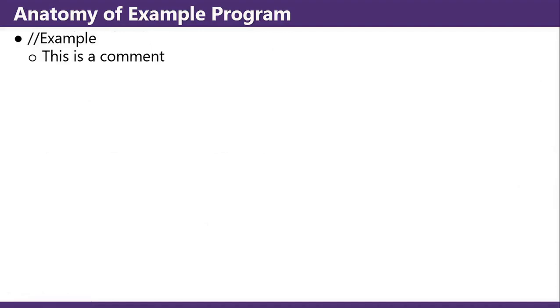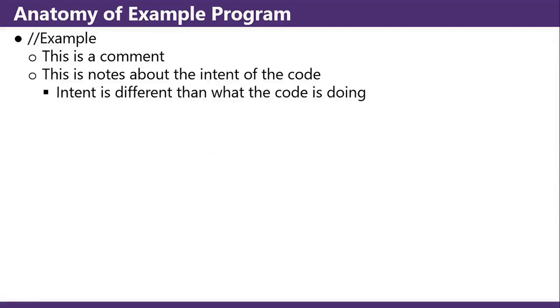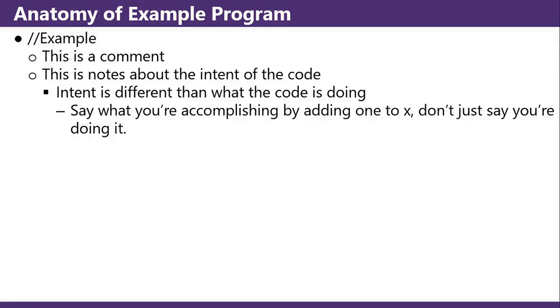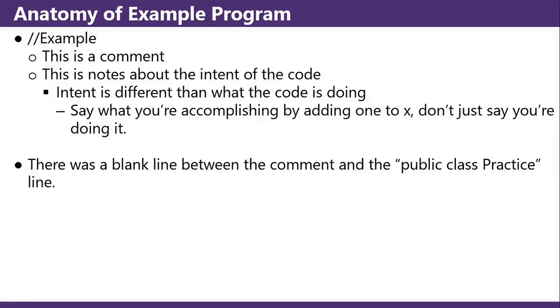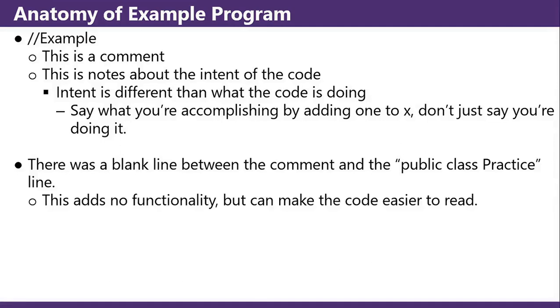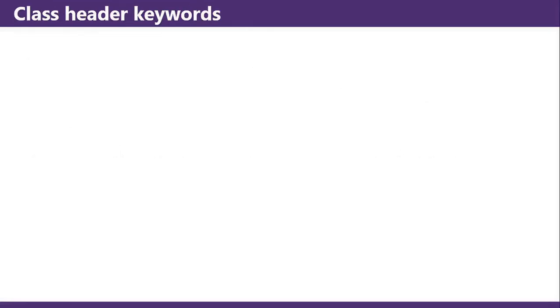This is a comment. This is notes about the intent of the code. Intent is different than what the code is doing. Say what you're accomplishing by adding 1 to x, don't just say that you're doing it. There was a blank line between the comment and the public class Practice line. This adds no functionality, but can make the code easier to read.